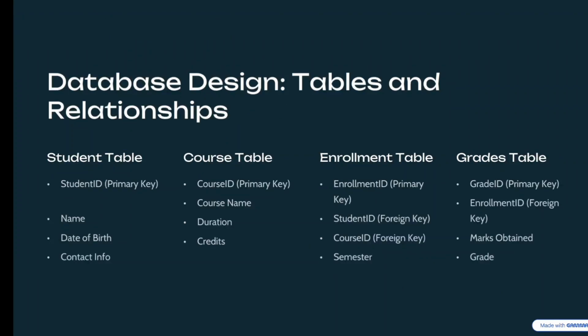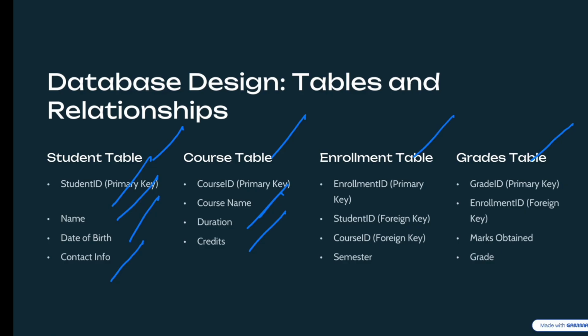We are going to see database design, tables and relationships. The tables are the student table, course table, enrollment table and grades. The student table stores personal information of the student like student ID, name, date of birth and contact information; the student ID comes under the primary key. What is a primary key? A primary key is a unique ID for each record, like the student USN. Let us see the course table. The course table stores course details like the course name, duration and the credits.